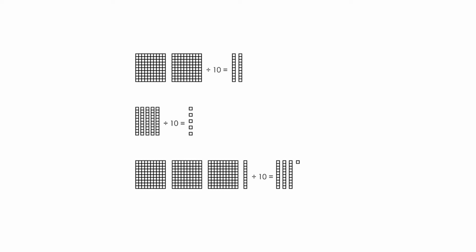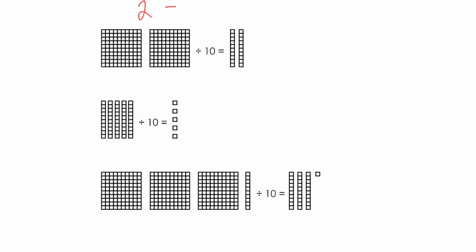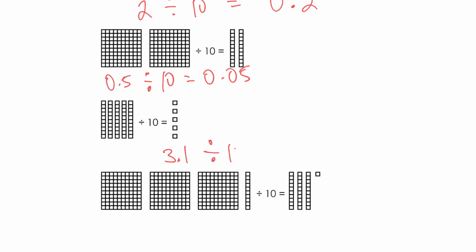So over here, what this is trying to say to us is you have 2 divided by 10 equals 0.2. This would be 0.5 divided by 10 equals 0.05. And this right here is 3.1 divided by 10 equals 0.31.